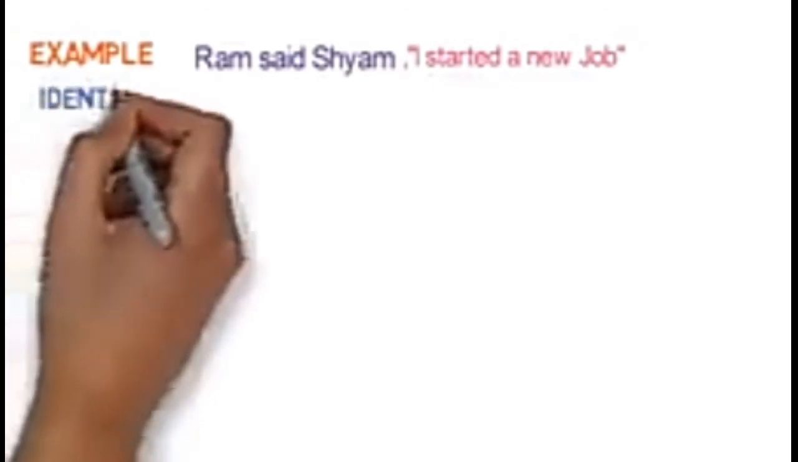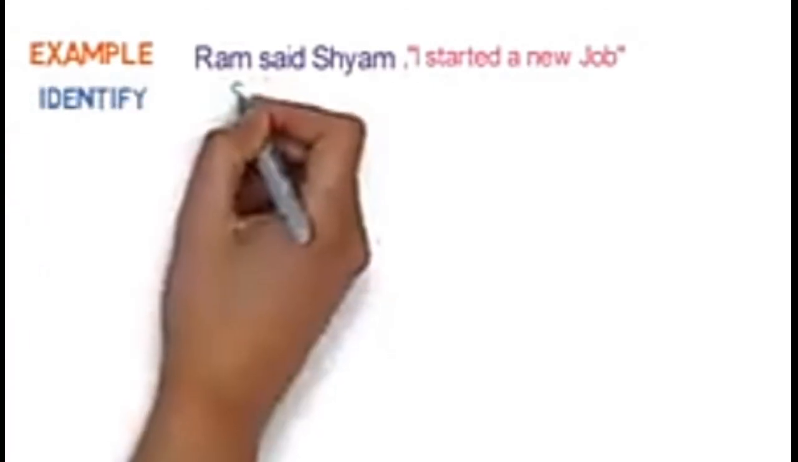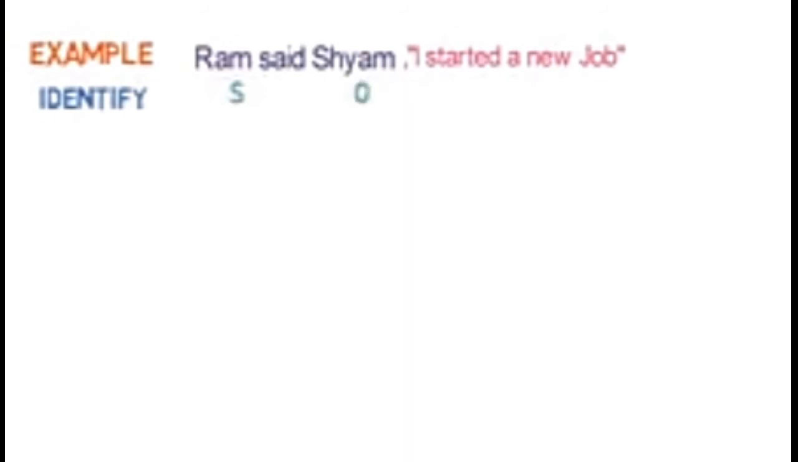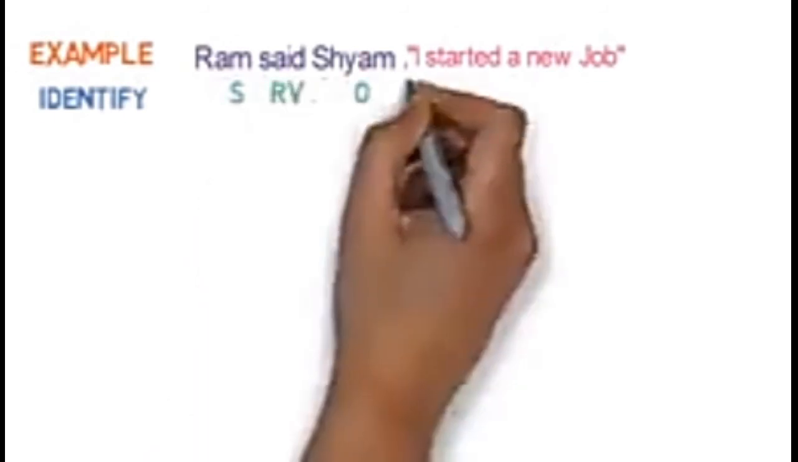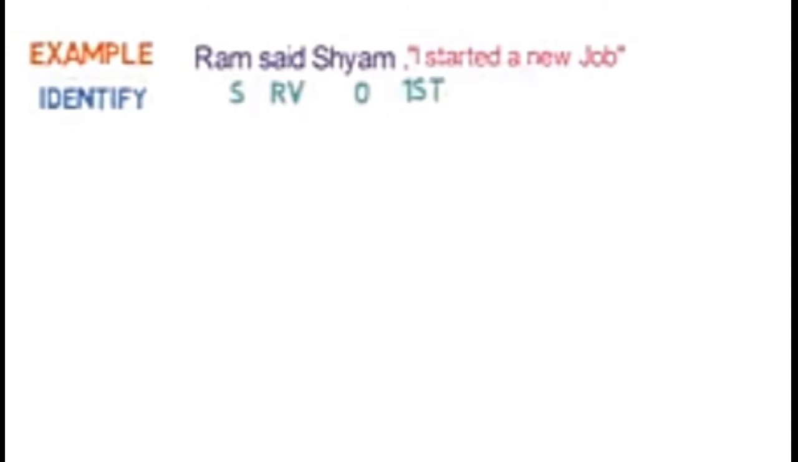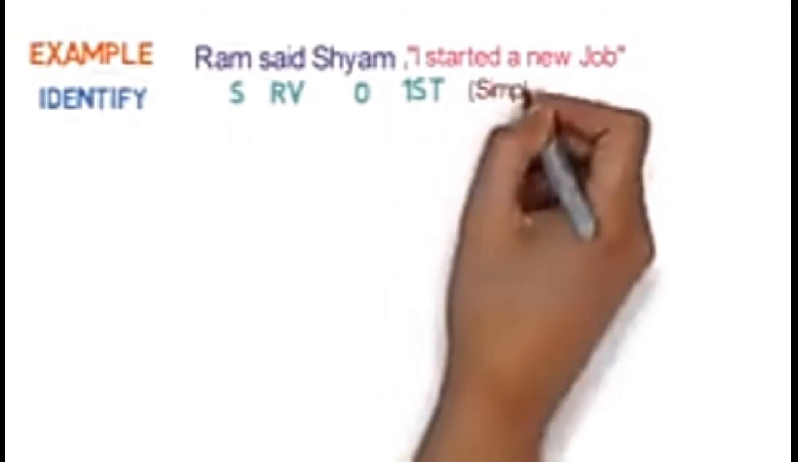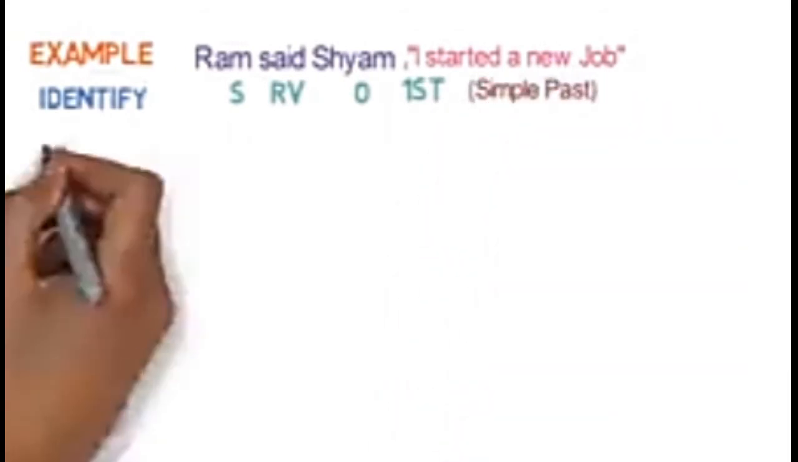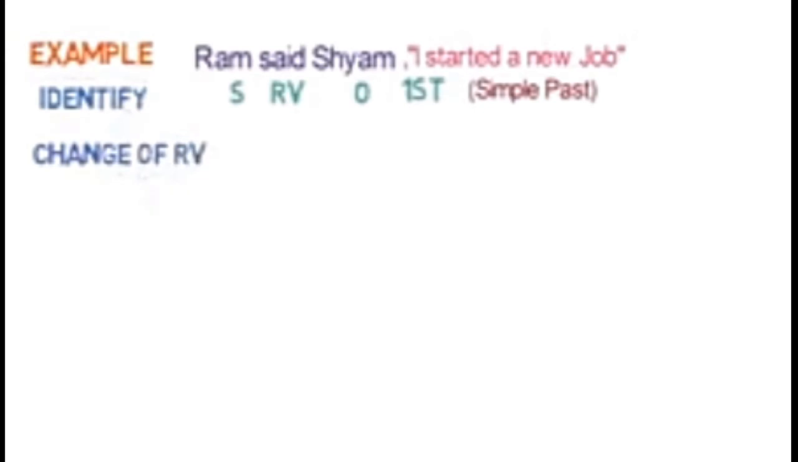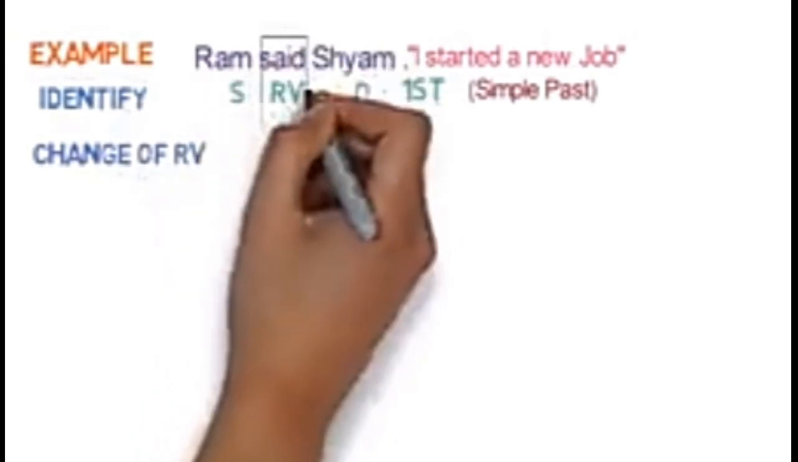Ram said to Shyam, I started a new job. First step is of identification. Here Ram is the subject, Shyam is the object and said is the reporting verb. I is the first person in the reported speech, and as said is in past form, we need to check the tense of the reported speech. It is in simple past tense. Second step is the change of reporting verb. As per the workflow we studied, the reporting verb said will remain unchanged.